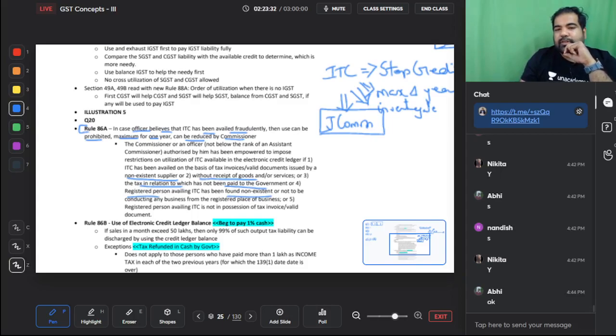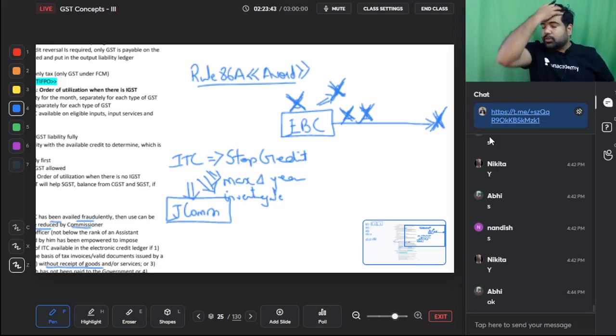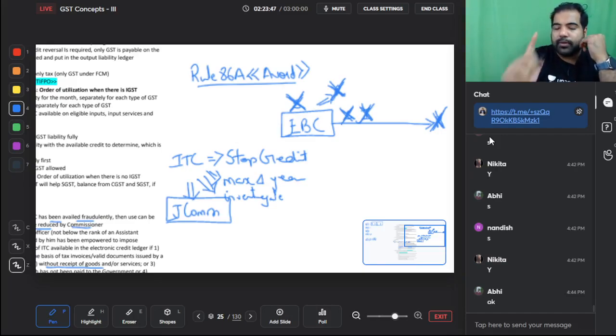You don't have to learn these by heart. Just remember, guys, either the supplier is not there or the recipient is non-existent. Supply is not there, invoice is not there, return is not there. Return is not there means tax has not been paid. In any of these situations, can they invoke rule 86A? Yes, for a maximum period of 1 year. Alright, that is rule 86A.